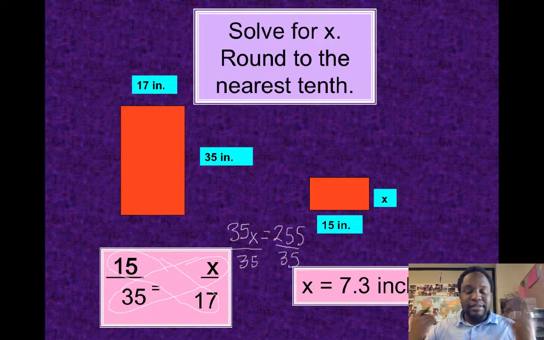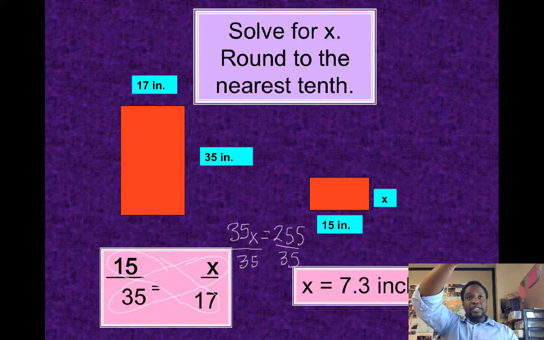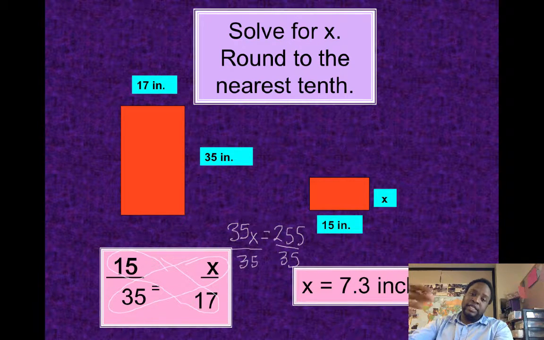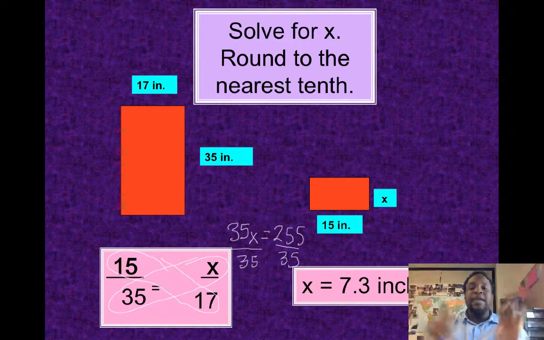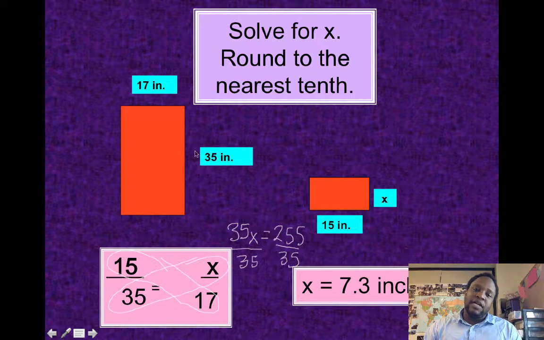So the key thing here is matching up the corresponding sides, making sure that we put the corresponding side of one polygon over the corresponding side of the other one equals another two pairs of corresponding sides. It's also important that the numerators are of the same shape and the denominators are of the same shape. So notice how 15 and x are both part of the smaller rectangle, whereas 35 and 17 are part of the bigger rectangle. So that's how we find unknown side lengths of similar polygons. We set up proportions.